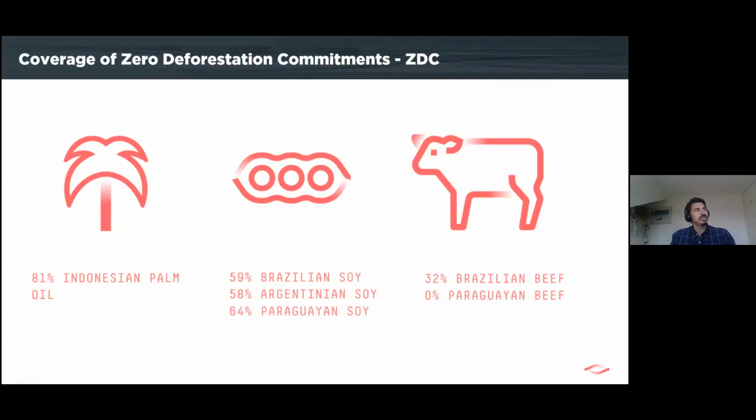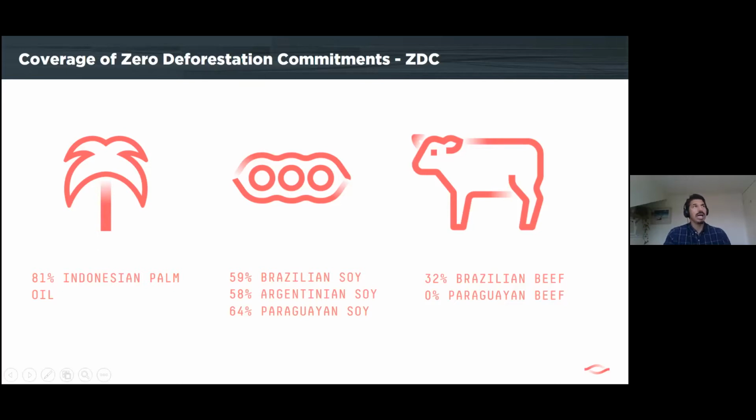So it's really interesting to talk about the zero deforestation commitments, which is basically when a company publicizes a policy saying, I no longer want to purchase commodities that are linked to deforestation or coming from deforested areas. And the number of companies that are signing and publishing these commitments has been increasing. But one thing is to make these commitments. Another thing is to implement them, right?